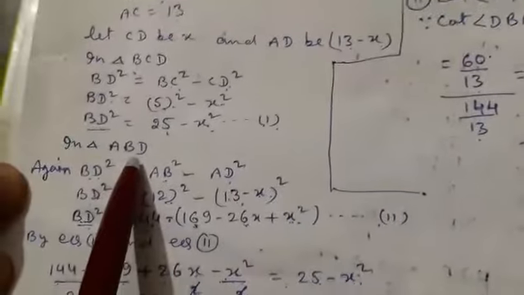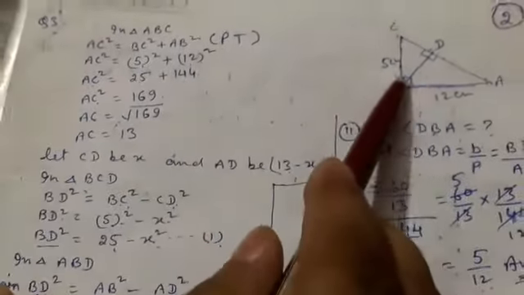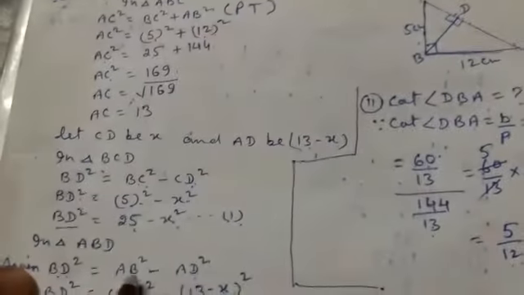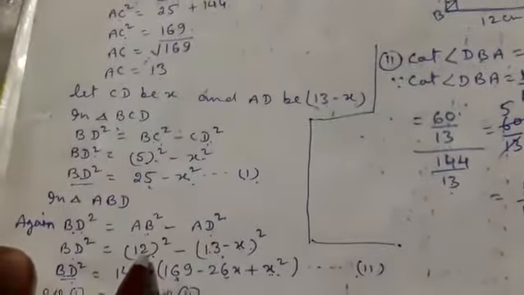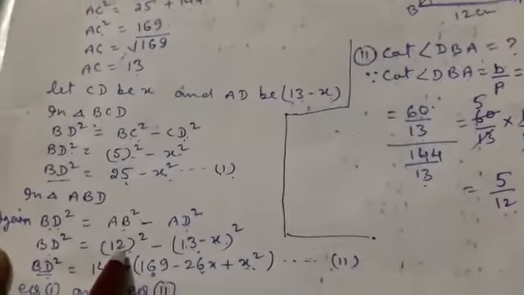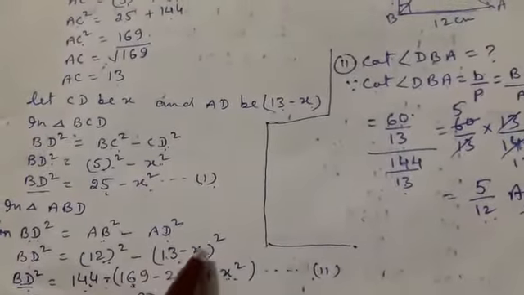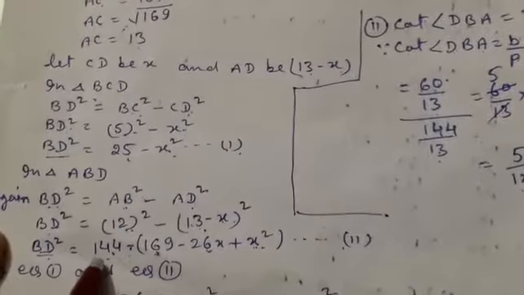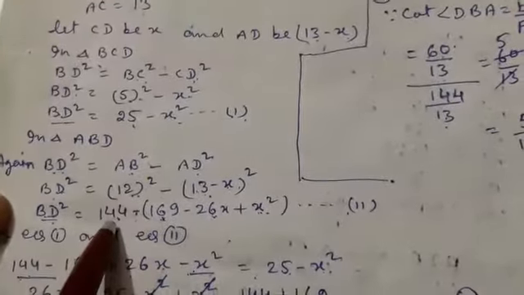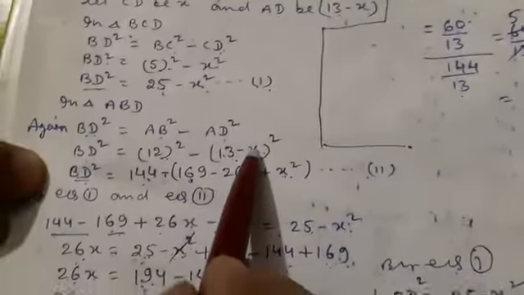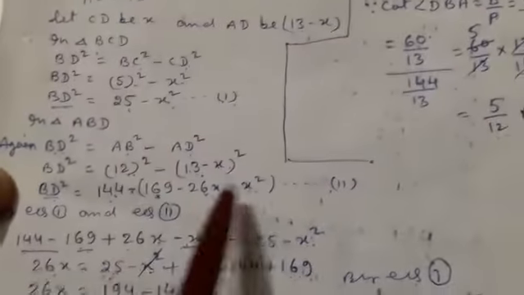Now in triangle ABD, in this triangle, let us see BD square is equal to what? AB square minus AD square. So BD square is equal to, the value of AB is given, 12 square minus (13 minus x) whole square. So BD square is equal to 12 square means 144 plus (a minus b) whole square, is equal to a square minus 2ab plus b square.